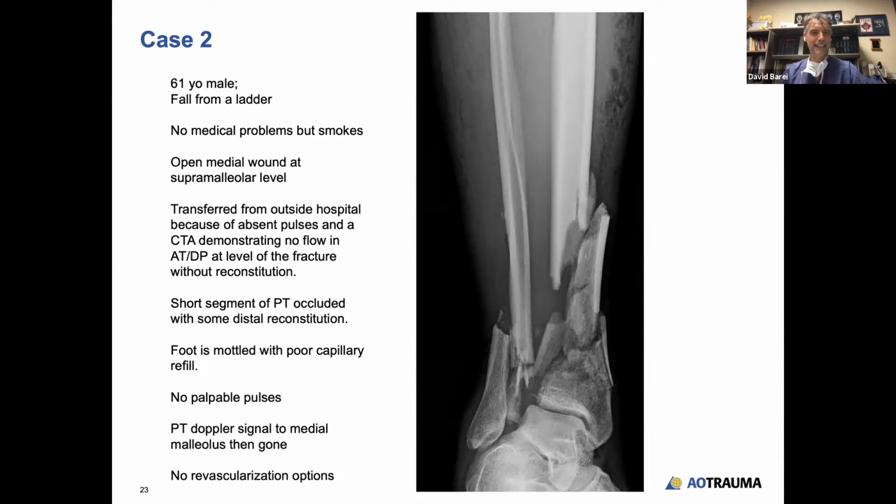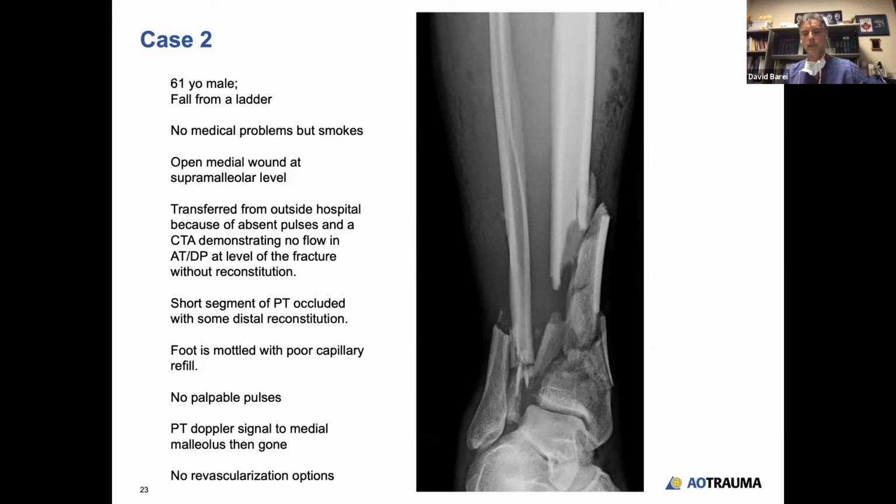And here it is. So this is a 61-year-old fellow who falls from a ladder. He's got no medical problems, but he smokes. And he's the one with this vascular injury, and there are no revascularization options by the vascular surgeon. So they said, good luck to you. If it works, it works. If not, there's nothing we can do. So once again, big worry about wounds, big worry about healing. The more I disrupt and disturb, maybe I'm going to knock off that last little bit of blood supply.